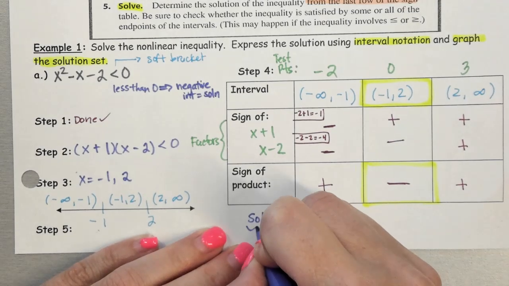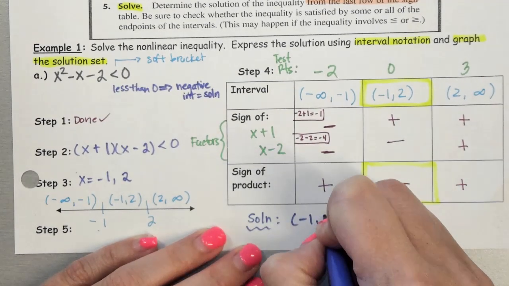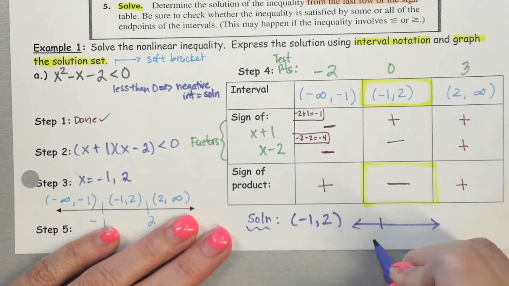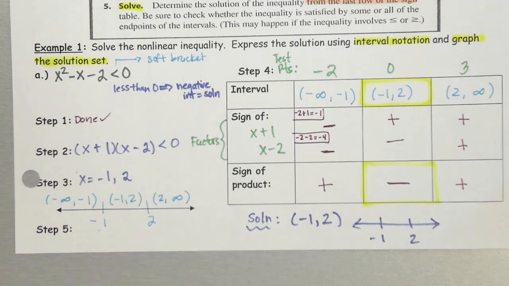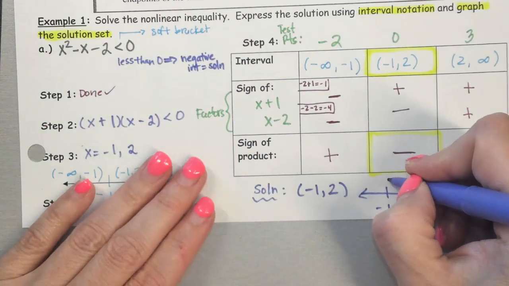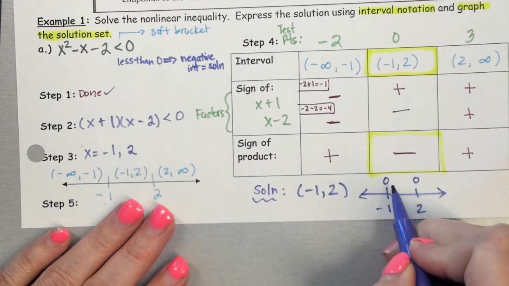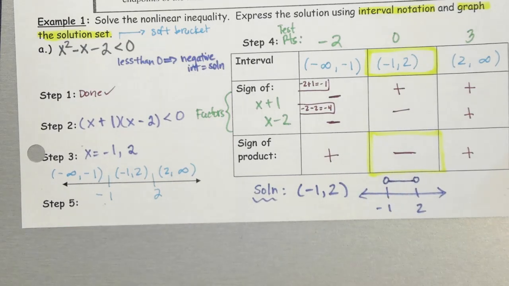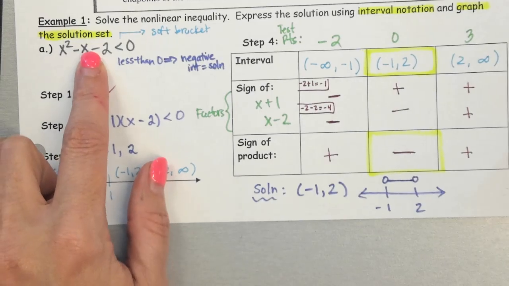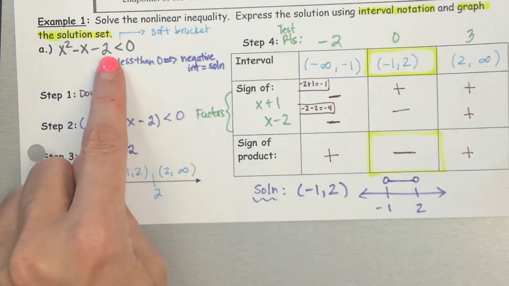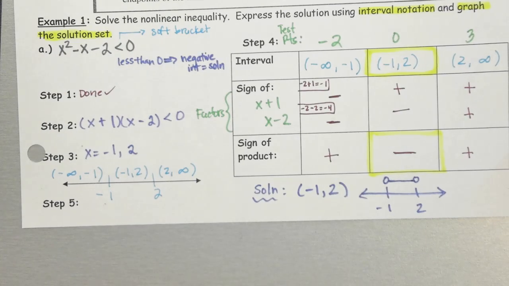Okay, so all you have to write for your solution is negative 1, 2, and then we are going to graph that on our number line. And I'm fine if you just put your key values there. If you have the soft brackets, you're going to have an open circle at both of those. And what this represents is any number between negative 1 and 2 is going to make this true. Okay, so if you plug in any number in between those, this is going to be a true statement. Anything that's not in there would make it false, and so it would not be a solution.